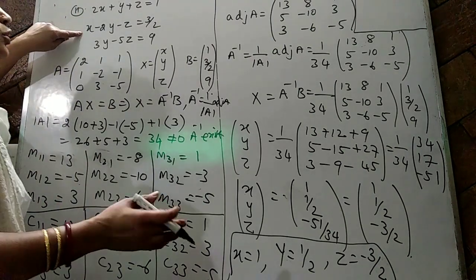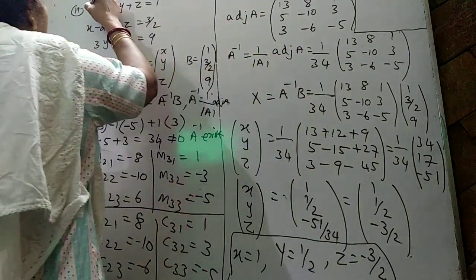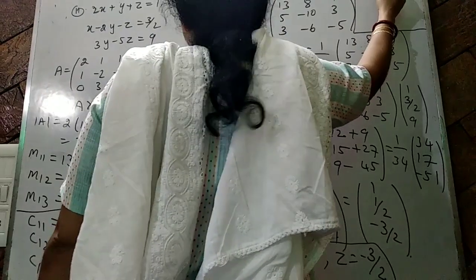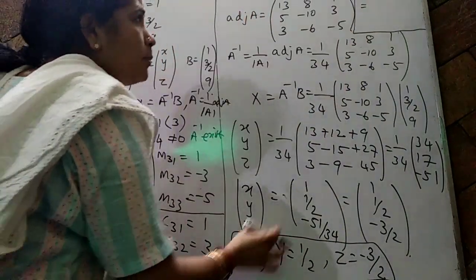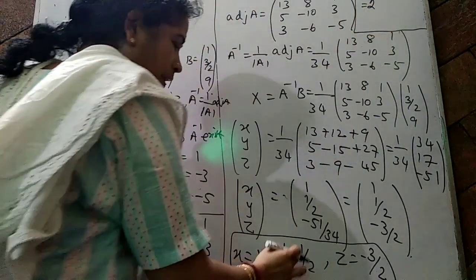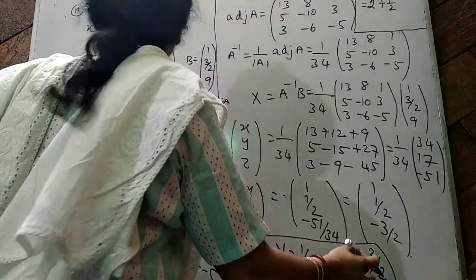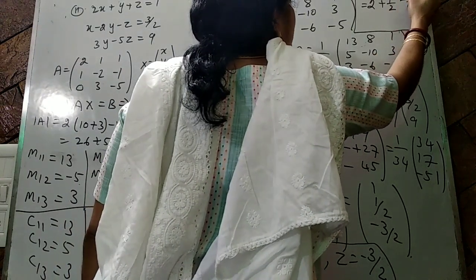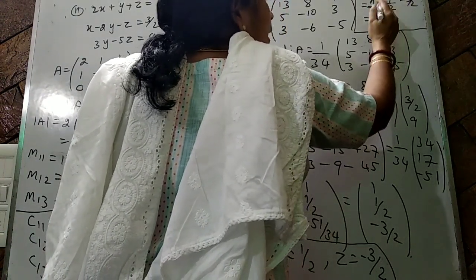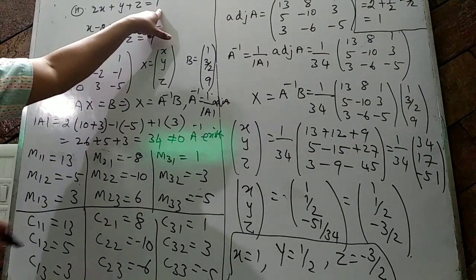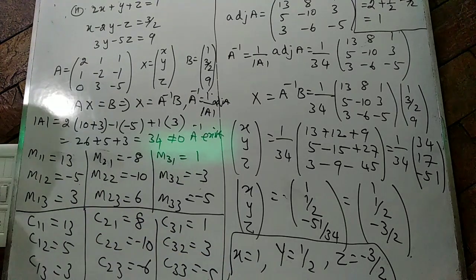If I take equation 1, what is equation 1? That is 2x plus y plus z equal to, I should get 1. If I substitute x is 1, y is 1 by 2 and z is minus 3 by 2, then what do I get? This is minus 1, that is equal to 1. Yes, exactly. We have taken the LHS and we are getting the RHS. So your answer is perfectly all right.